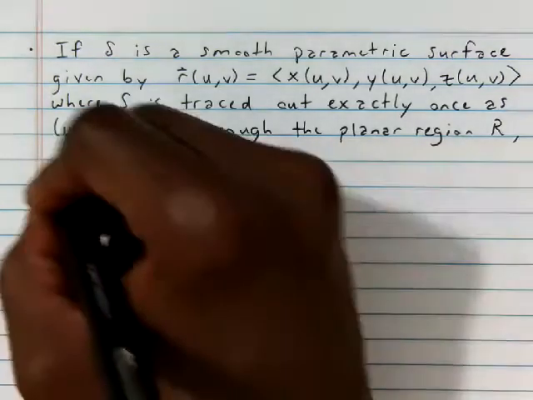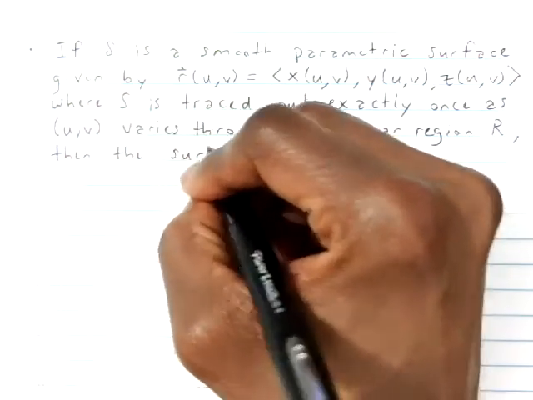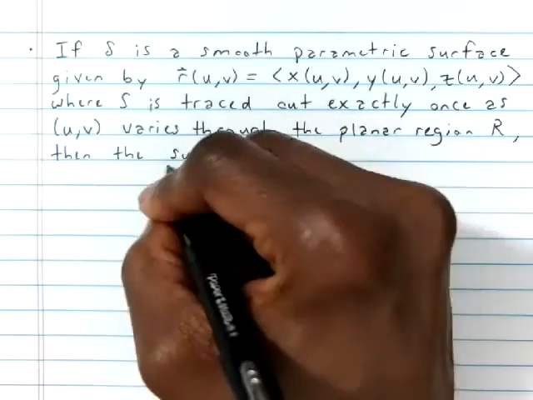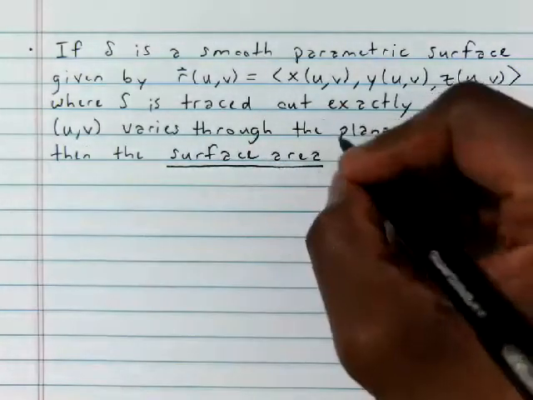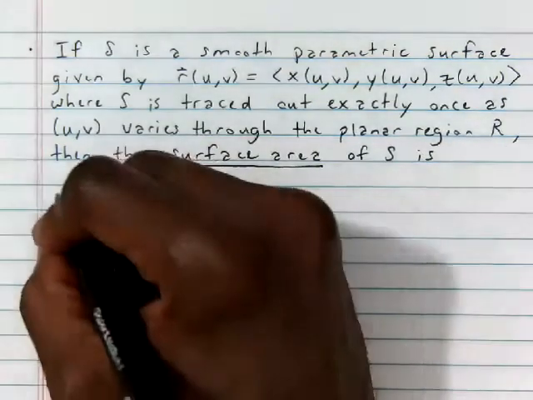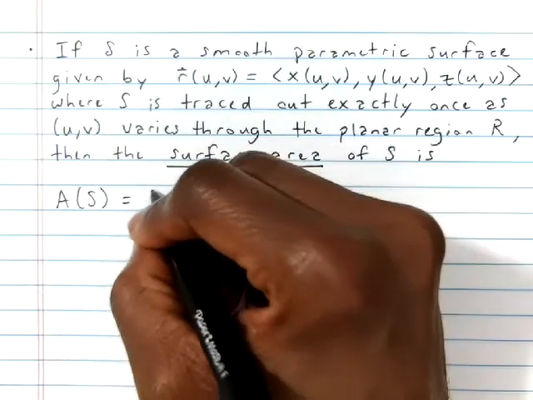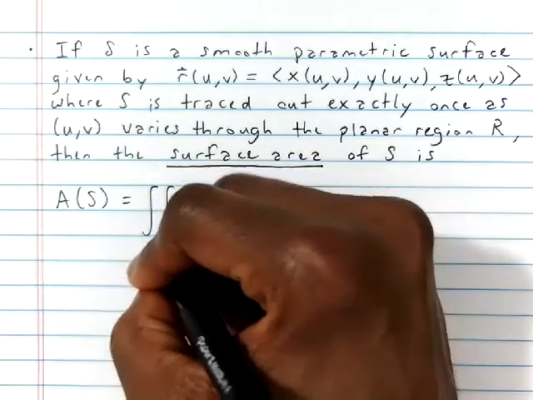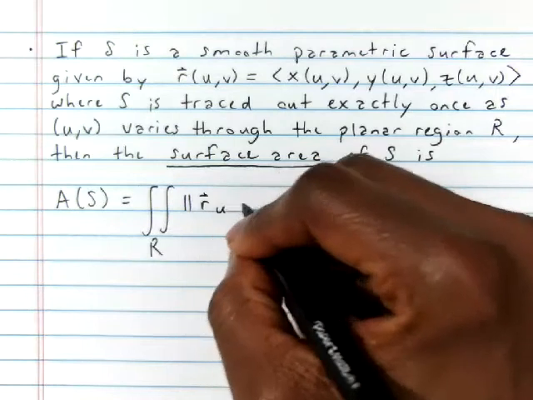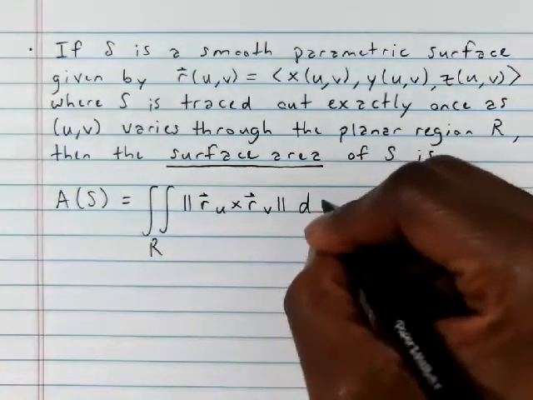Then the surface area of S is: area of S equals the double integral over the region R of the magnitude of R_u cross R_v dA.